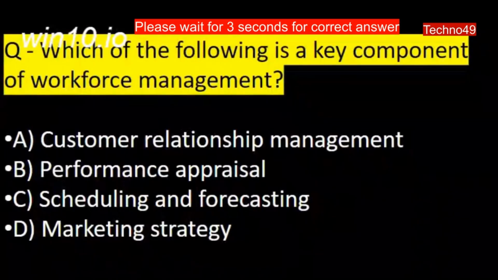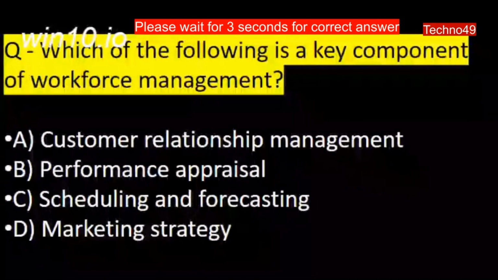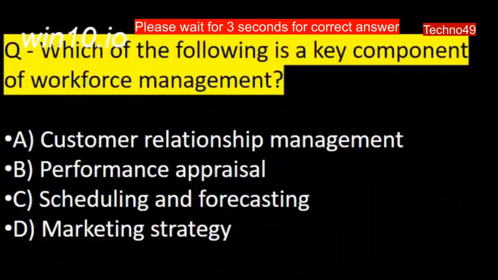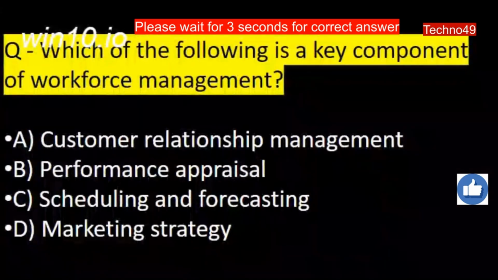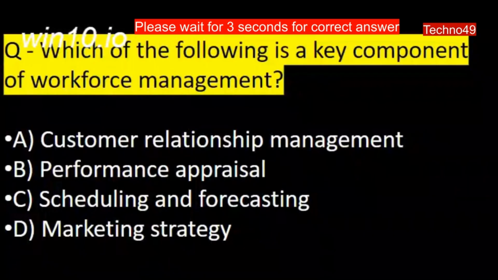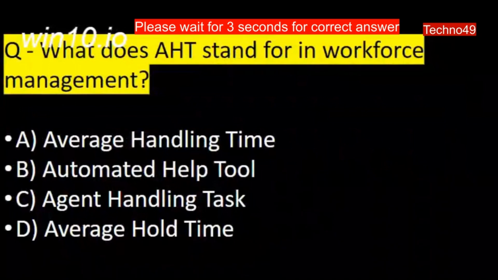And apart from scheduling and forecasting, we have capacity planning, MIS reporting, and real-time management also. So you have to give the answers according to the questions and the options you have been given. Scheduling and forecasting is a key component of workforce management. It tells how many people you need according to the forecast, what you are predicting in the near future. Next question we have, what does AHT stand for in workforce management?